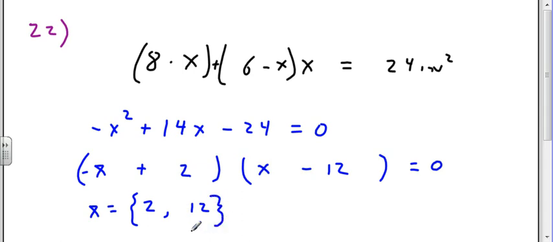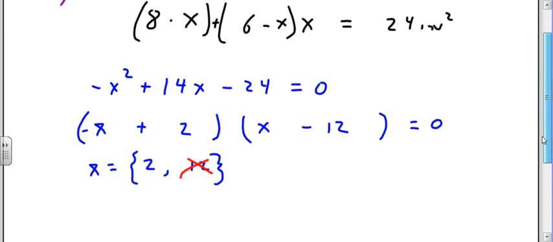Now, can x be 12? No, x cannot be 12, because if x were 12, that's bigger than 6. I wouldn't have an L-shaped beam anymore, right? So I would get rid of that one. Boom. That does not make sense. So my final answer, x is equal to 2 inches.